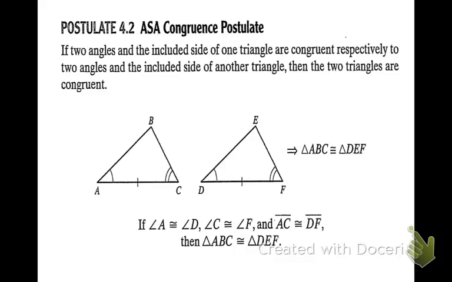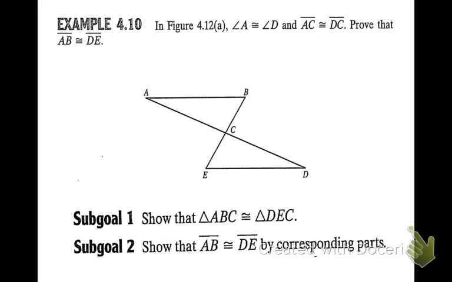Another congruence postulate is angle-side-angle. Now the side is included between the two angles. You've got two angles, and the side is included. It's in between the two congruent angles. The congruent side is for angle-side-angle. Let's do an example with angle-side-angle.